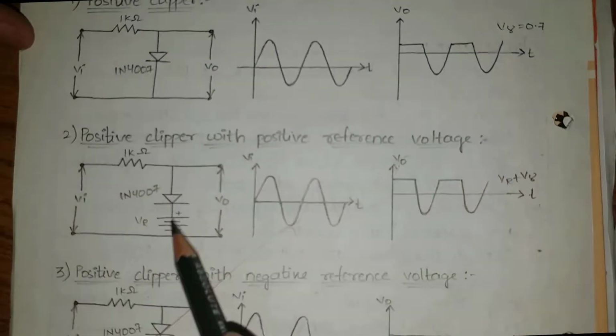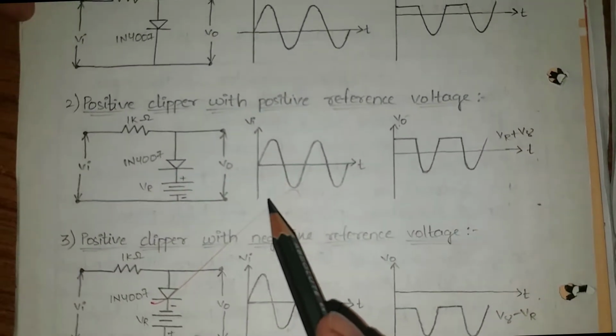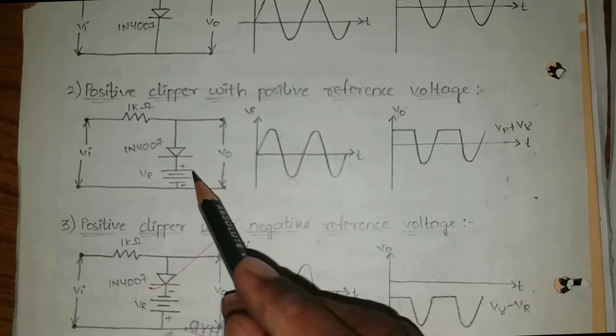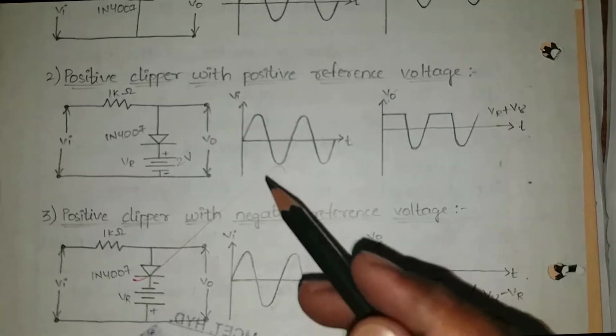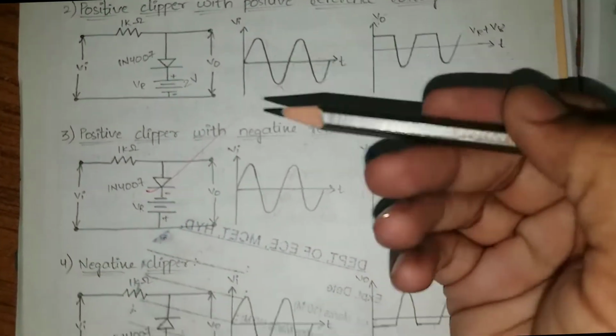And the figure at the bottom is a positive clipper with positive reference voltage. Here we are applying some positive reference voltage, assume something like 2 volts. So we are going to study different types of clippers. One by one we are going to perform them now.